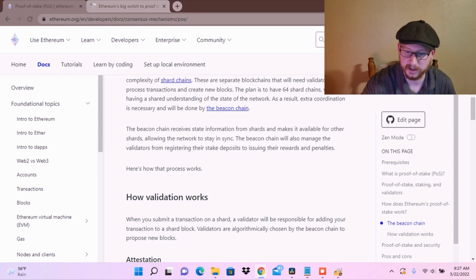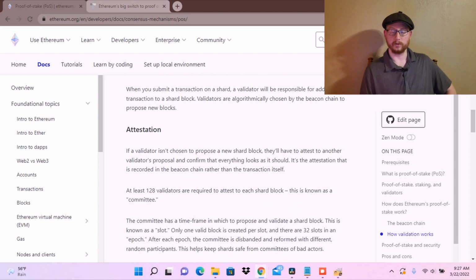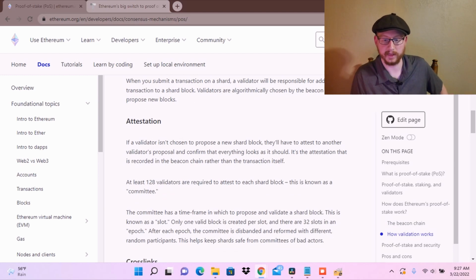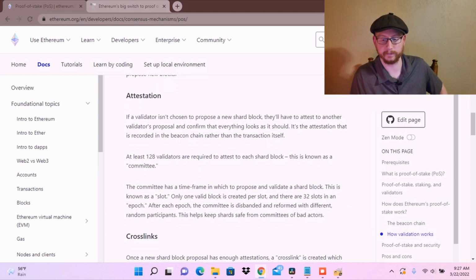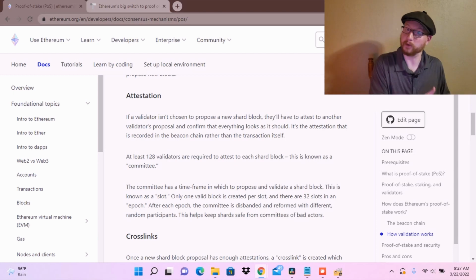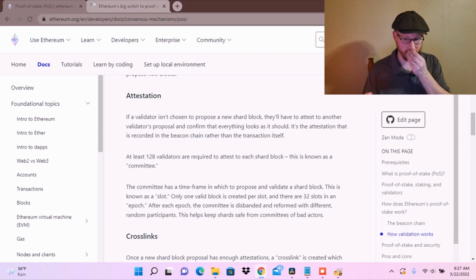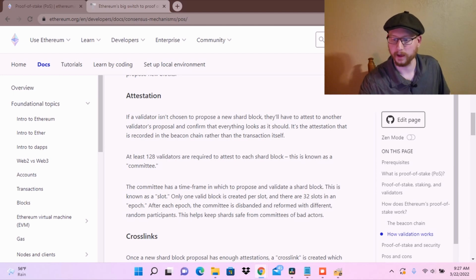The beacon chain receives state information from shards and makes it available for other shards, allowing the network to stay in sync. The beacon chain will also manage the validators, from registering their state deposits and issuing their rewards, because they will be rewarded for all their work, or stake. They'll have rewards and penalties.